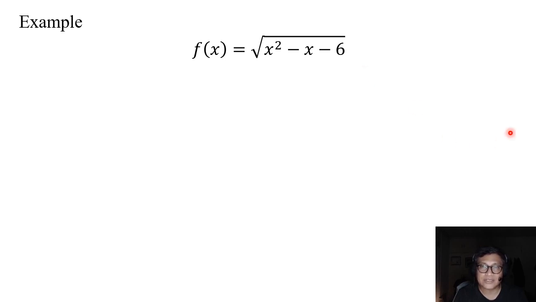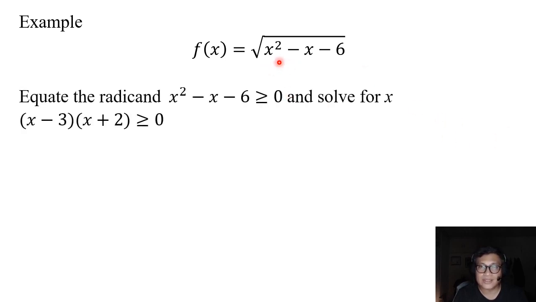Okay, so first we are going to equate x squared minus x minus 6 greater than or equal to 0, then solve for your x. Now this is factorable, whose factors are x minus 3 and x plus 2 greater than or equal to 0. Now, similar to the zero product property, where each factor will be equated to 0, but in this case, we are using inequalities.